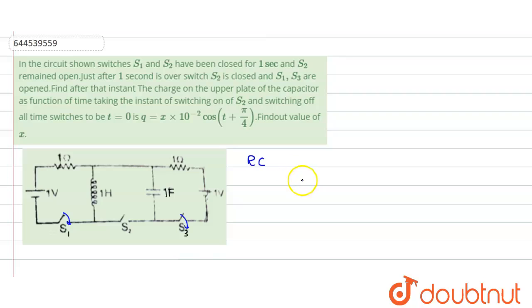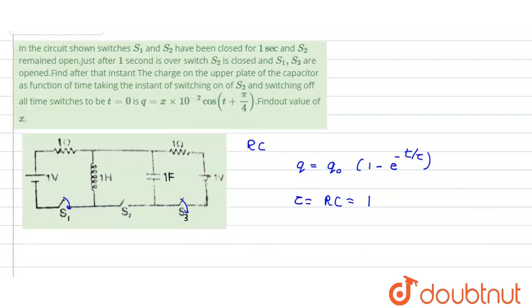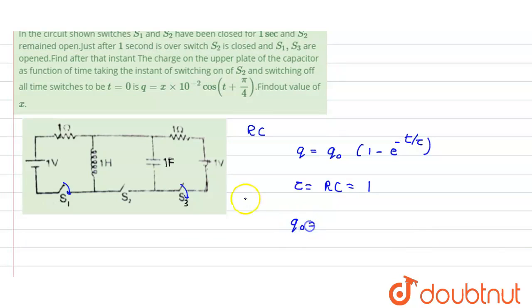For the case of an RC circuit, the charge Q is equal to Q naught, the maximum charge, times 1 minus e to the power minus t by tau, where tau is the time constant, equal to RC. In this part, resistance is 1 and capacitance is 1, so tau would be equal to 1. Now what would be the value of the maximum charge Q naught? After a long time there won't be any current flowing in the circuit, so the whole 1 volt would be across the capacitor. So the maximum charge would be C into V, which is 1 into 1, equal to 1 coulomb.